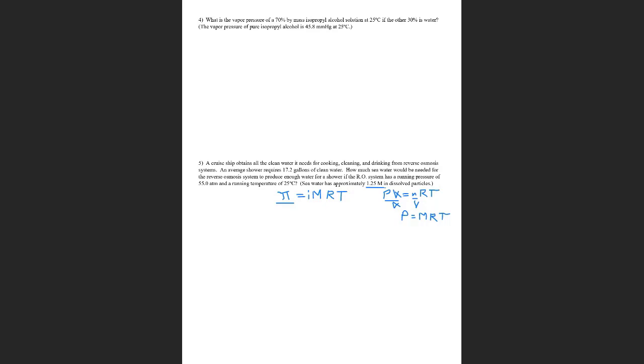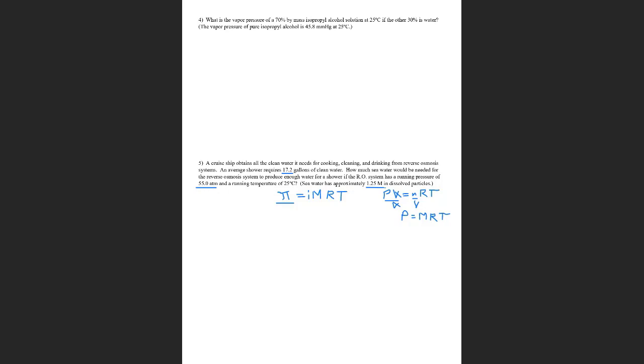So this question is really interesting because even though it looks fairly simple, it actually has a lot of moving parts to it. Basically, I need 17.2 gallons of clean water. And effectively, the seawater has an osmotic pressure of 50, but the reverse osmosis system has a running pressure of 55 atm.